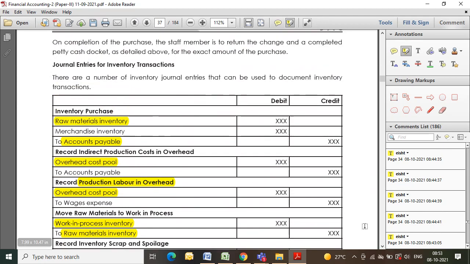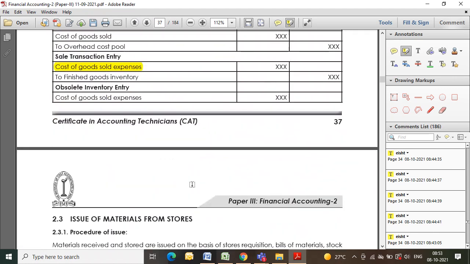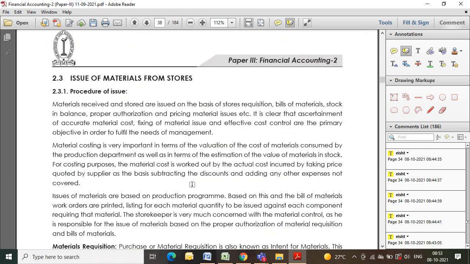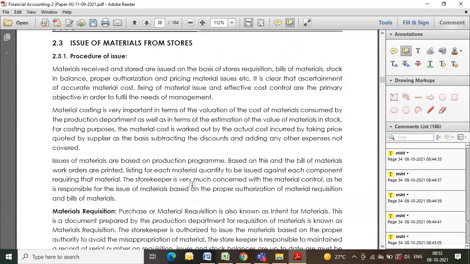This is not done in financial accounting. This is only done for organizations which manage the costing data and the costing records. Okay, so please note these entries one by one. Are there any questions up to now?